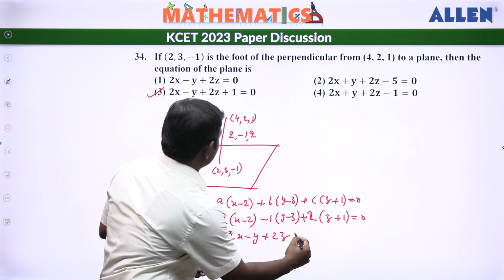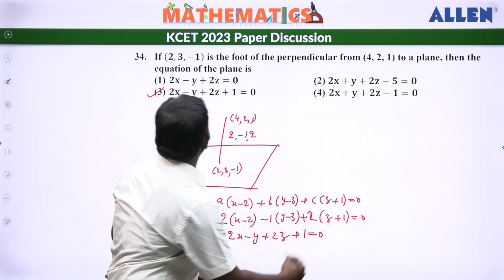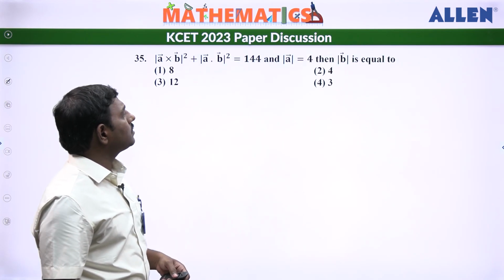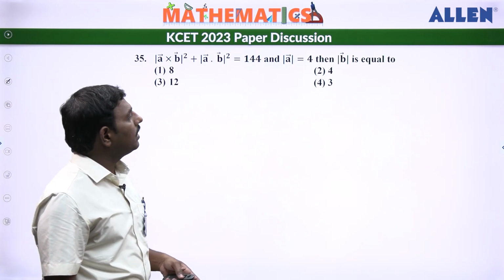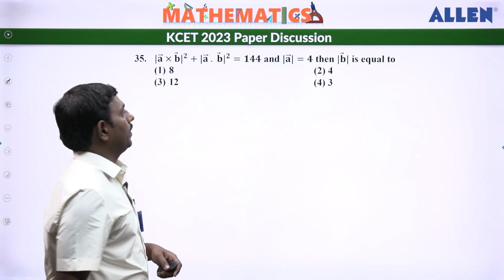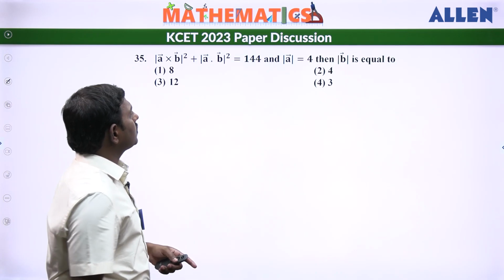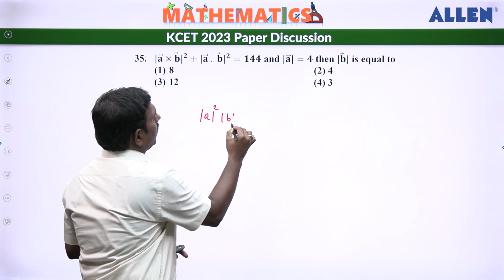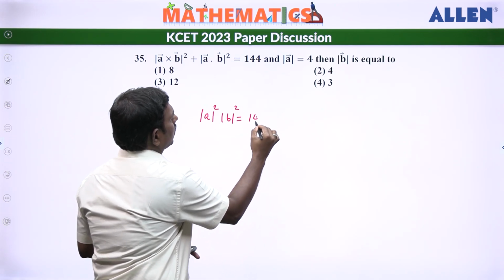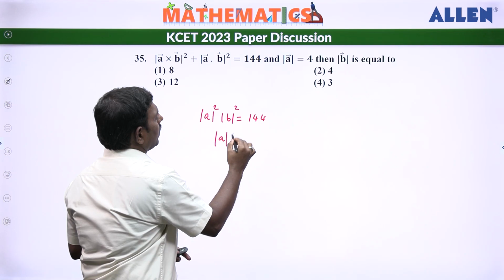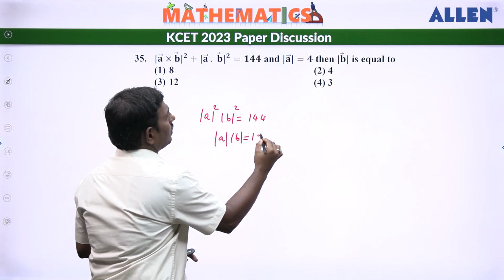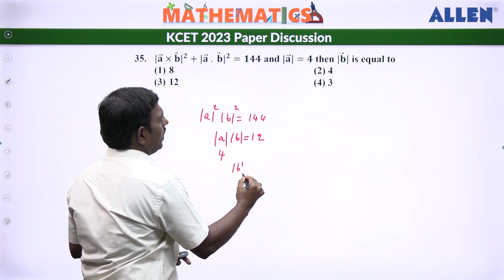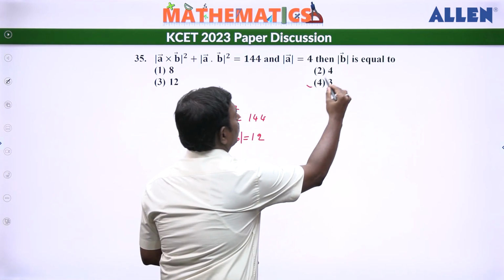Now I am moving to question number 35. Question number 35: mod a cross b whole square plus mod a dot b whole square equals 144, and mod a is equal to 4, and what is mod b? So mod a cross b whole square plus mod a dot b whole square is mod a square mod b square. So that is 144. From this we know mod a into mod b is equal to 12. Here mod a is equal to 4 is given, so mod b value should be 3. So this is a basic question.